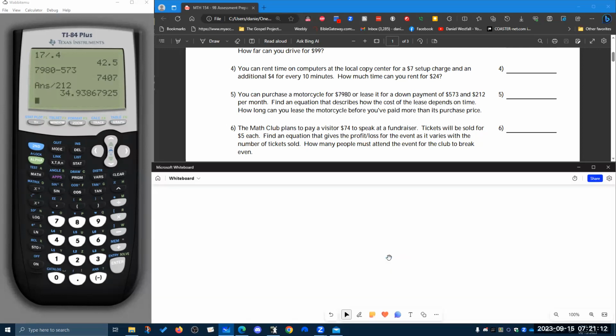The Math Club plans to pay a visitor $74 to speak at a fundraiser. Tickets will be sold for $5 each. Find the equation that gives the profit or loss. So they're going to have to pay a fixed $74. Then from that, well, let's write it the other way. They're paying $74 out of their pocket. This is big P profit. Plus they make revenue of $5 per ticket that they sell.